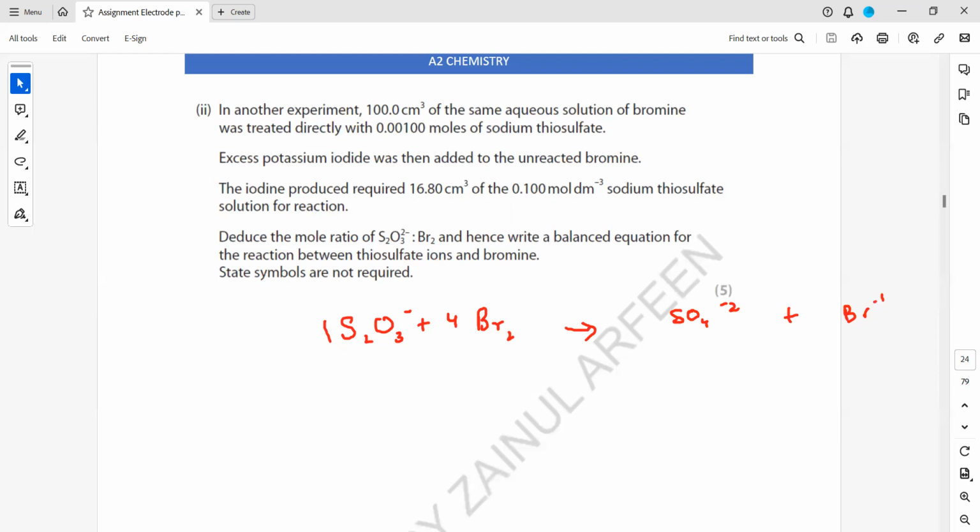Then the next one, after knowing the products, we have to complete this. First balance the other elements. S2 is there, so we should have 2 here. And bromine is 4 multiplied by 2, 8, so it should be 8 here. Then to balance oxygen, we add water: 4 multiplied by 2 is 8, plus here we have 3, so how many are we left with? 5, so we should add 5 water molecules. And to balance hydrogen, we add protons, so 10 protons should be added, 5 multiplied by 2.